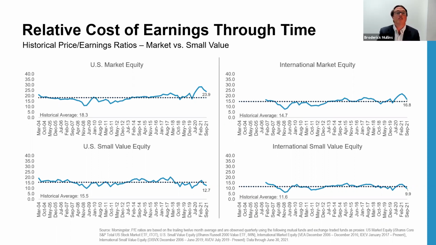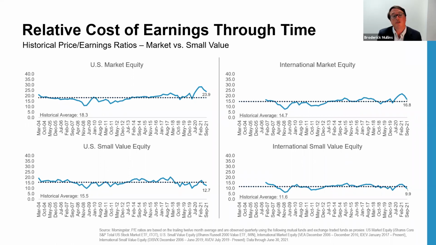For example, as we can see in the chart on the top left, the average dollar of earnings for the total US stock market costs roughly $24. Internationally, as we can see in the chart on the top right, earnings are cheaper at roughly $17 per dollar of earnings on average. The values represented here used historical fund and ETFs to establish the price ratios, and the average PE, or price to earnings ratio, is reflected in the dotted line on the chart.